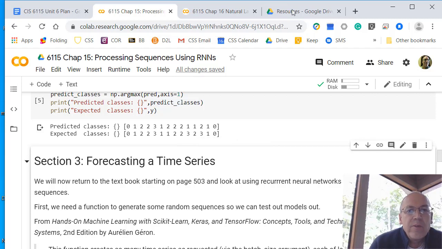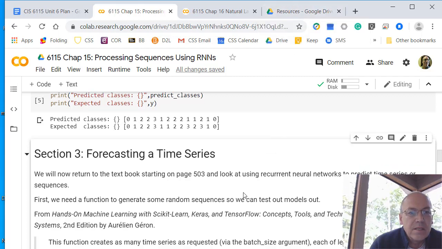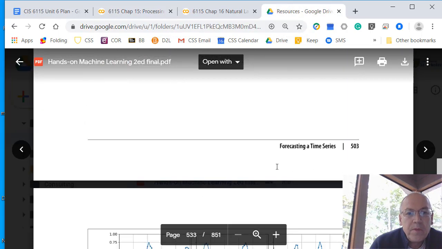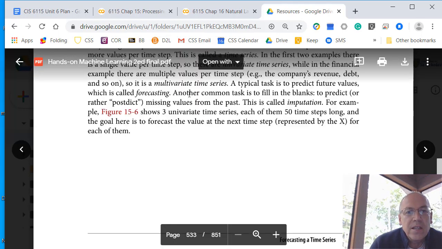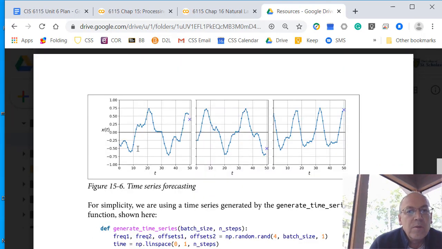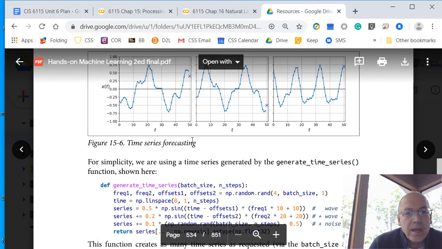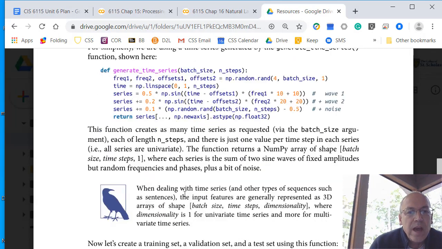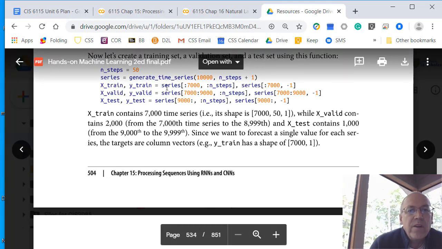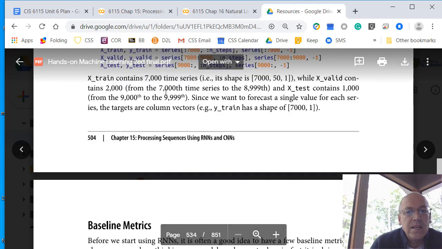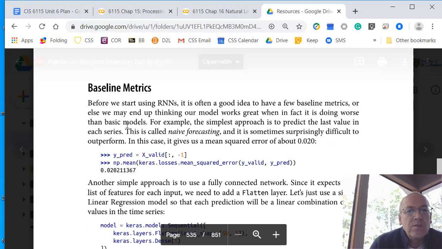Okay, so now in section 3, we're actually going to jump back into the textbook and look at forecasting time sequences here. So we're going to start looking at this section on forecasting time series or sequences. And so we're going to generate some random time sequence here. This almost looks like maybe a stock market price or sunspot data or something like that. And so we're going to write a little function to create these random sequences. And we're going to break it up into parts, so we can have some for training and some for testing here. And we're going to try out some simple things.